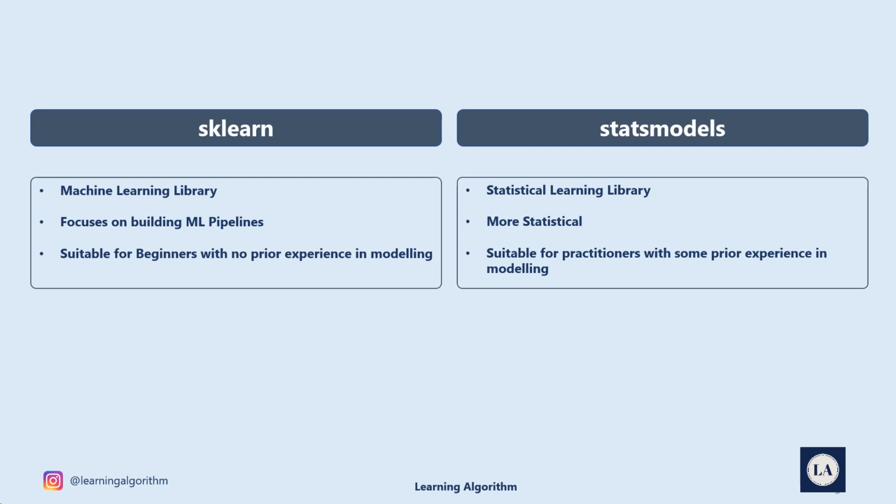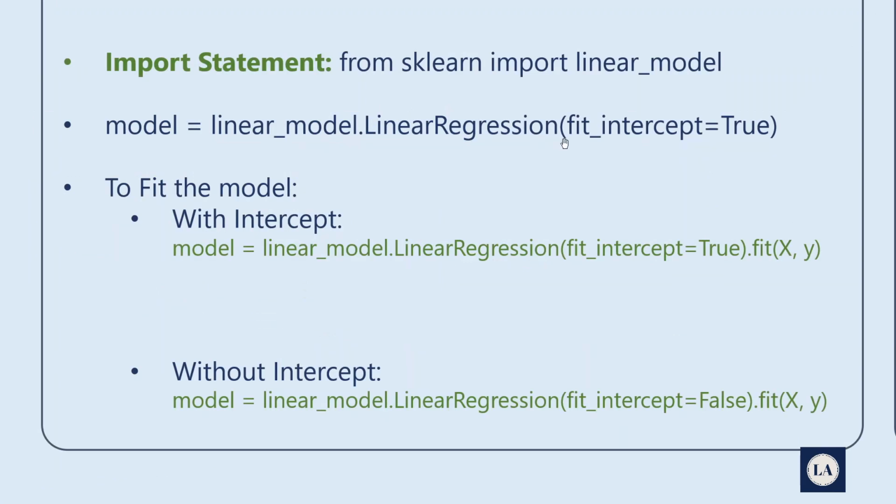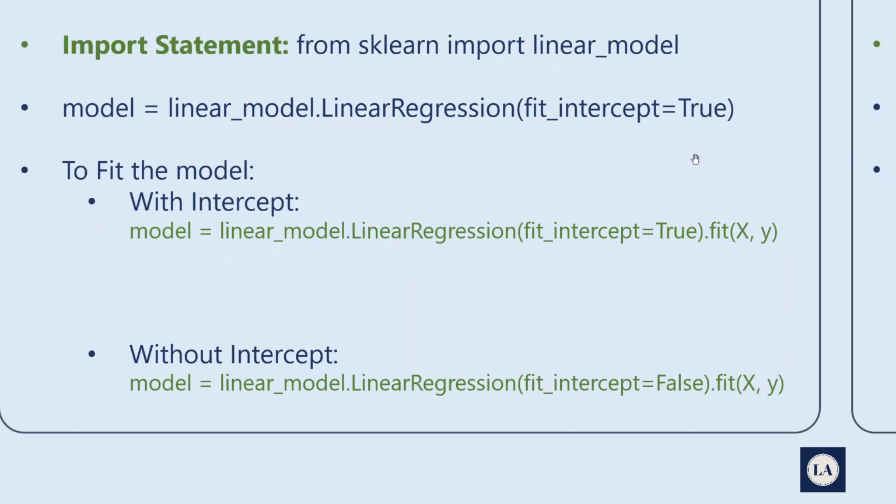To start with, let's take a look at how you would train a linear model in scikit-learn. You would import linear_model from sklearn. You would use the LinearRegression class, and you can specify whether or not you'd like to fit the intercept. Now, the intercept is a property of linear models, and you can choose to either include it or not. To fit the model is very simple.